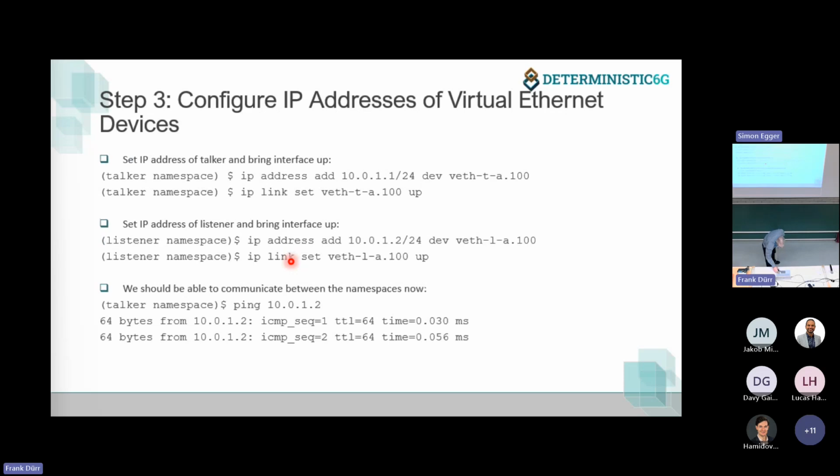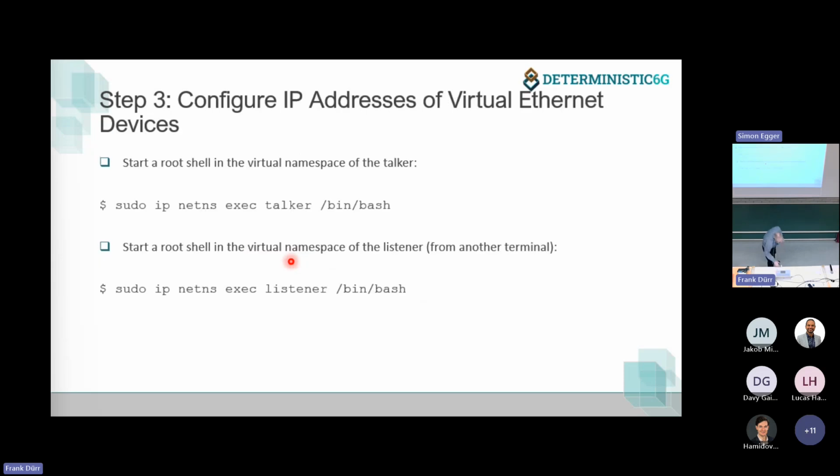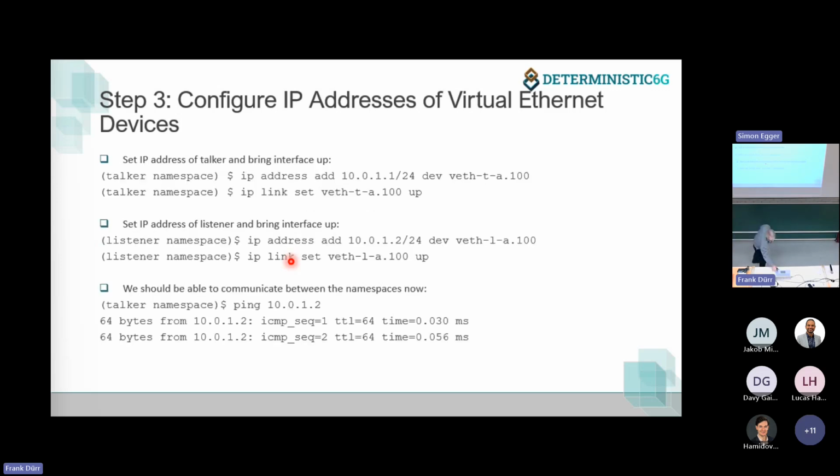Okay, we can already test it by going into the namespace and running a shell there. If we are inside the talker and listener namespace, we can assign IP addresses to the VLAN devices that we have assigned to the namespace. We already did that today. Here, the one device gets the IP address 10.0.1.1 and the other one 1.2.